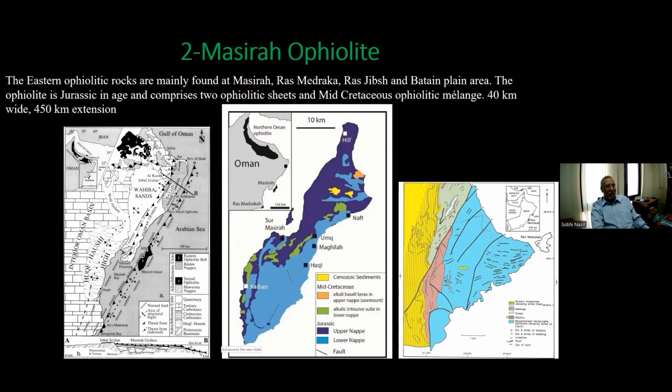The age of this Ophiolite is mostly Jurassic, actually. And it contains 2 sheets, 2 ophiolitic sheets, plus Ophiolite melange. The melange is only covering the eastern part. The width of this Ophiolite is 40 kilometers, and it extends 450 kilometers from the southern part to the northern direction.